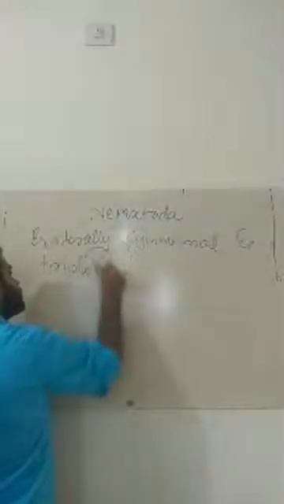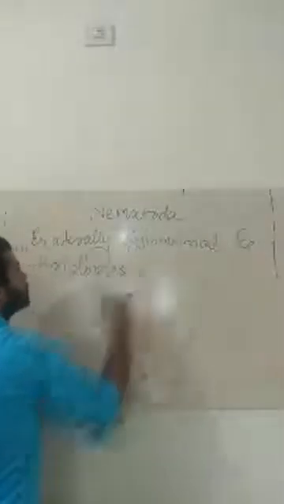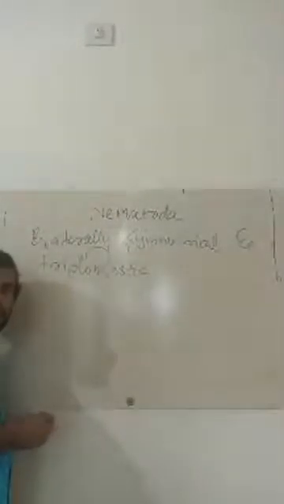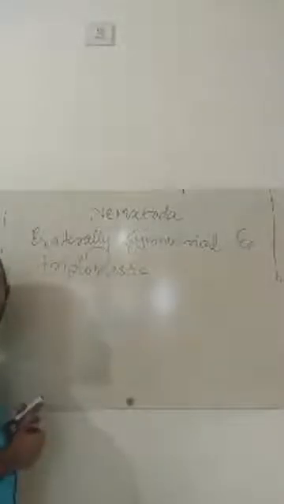Bilaterally symmetrical and triploblastic. However, when we say that it is bilaterally symmetrical, I think you know, we have already said about Platyhelminthes that they are bilaterally symmetrical, in which the two parts are equal, top to bottom, isn't it? That means bilaterally symmetrical and triploblastic. However, the body is cylindrical rather than flattened.